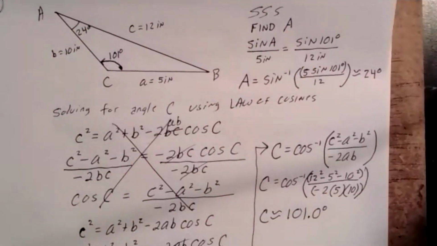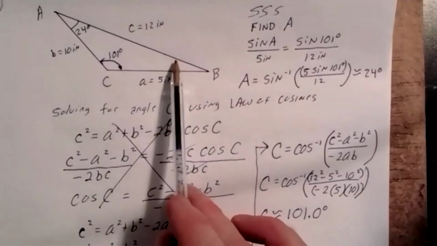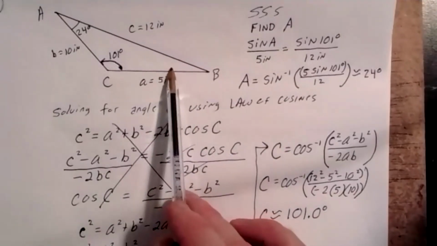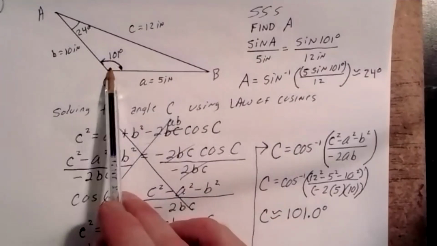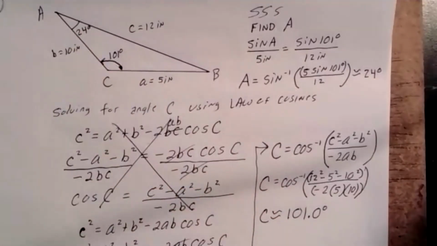And now that we know angle A, angle B falls into our lap, because angle B will just be 180 degrees minus 101 plus 24 degrees, correct? And we have solved that triangle.